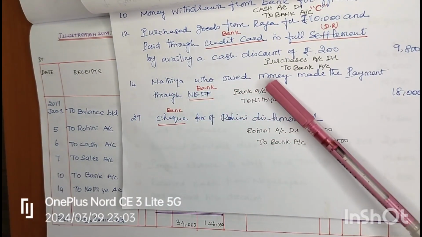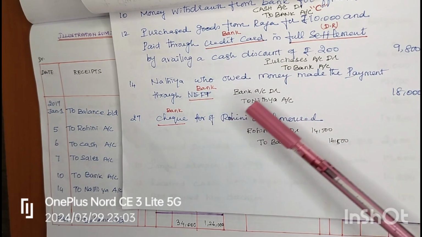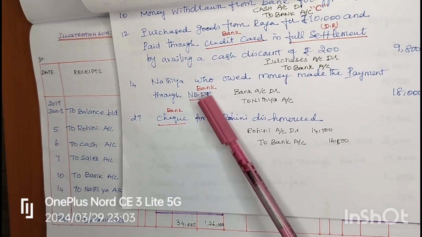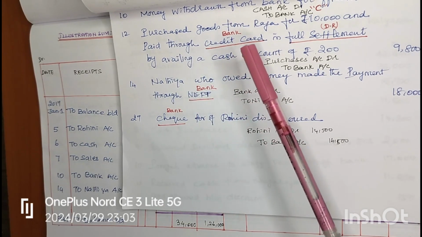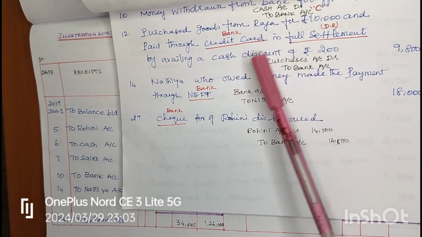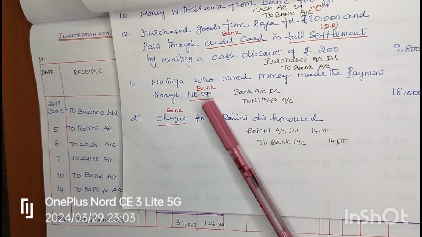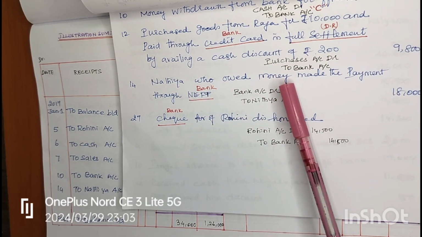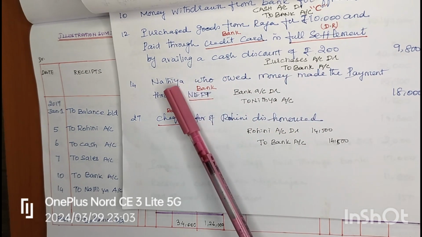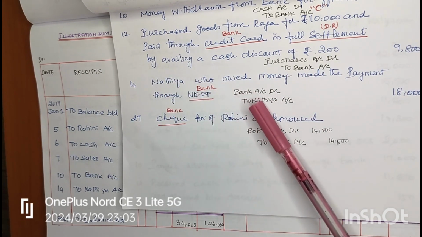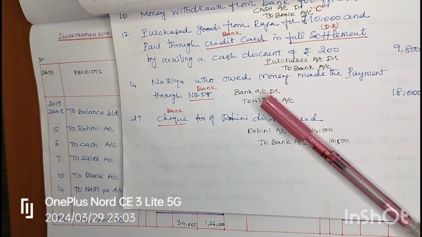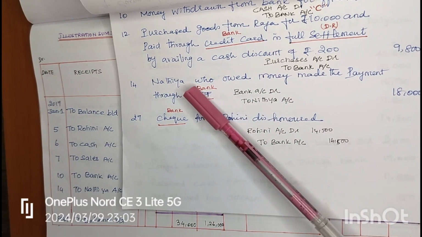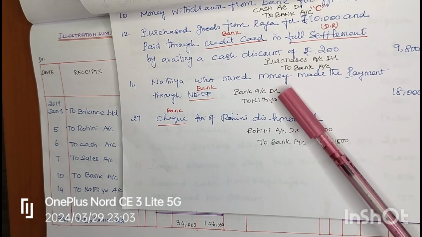Nitya, who owed money, made the payment through NEFT. NEFT means what? Bank. NEFT, credit card, checkbook, debit card, whatever it is, we consider that a bank transaction. So you received money from Nitya through bank. So your bank account increased. Listen here, through NEFT you received money from Nitya, so your bank account increased.